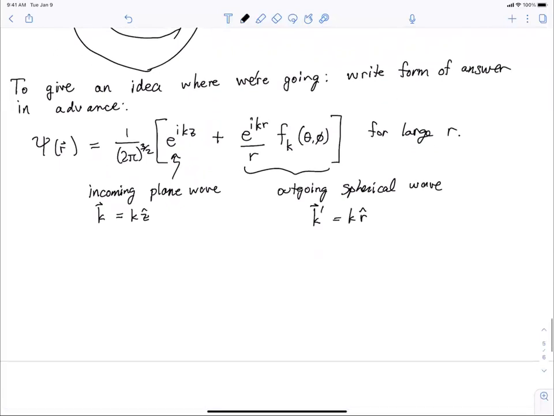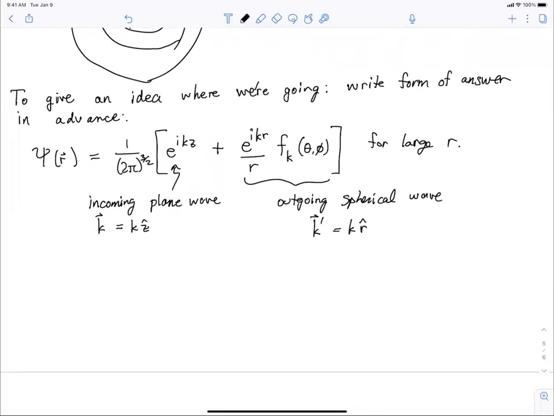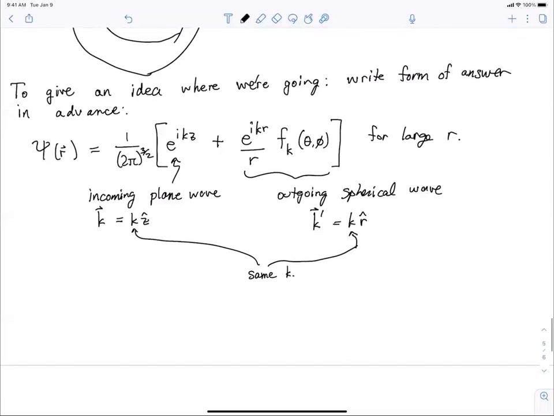And the key thing here is that if we look very far away from the target, because energy has to be conserved, this k and that k are the same k. So going from the incoming wave to the outgoing wave, the energy is staying the same. Once I'm very far away from the target, there's no potential out there to change the energy. And so they have to be the same, but the direction is changing.